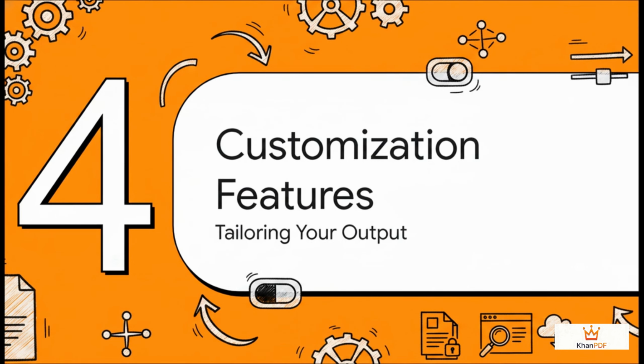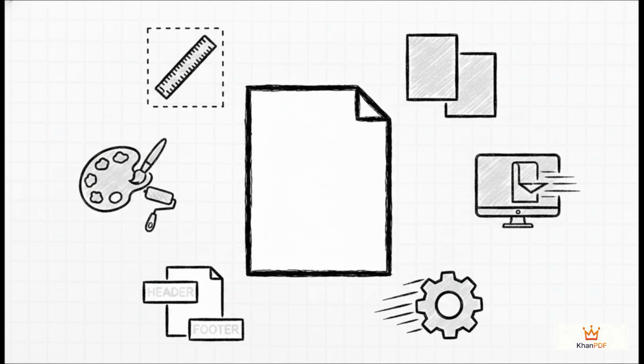All right, Section 4, Powerful Customization Features. This is all about tailoring your output to fit your exact professional needs. KhanPDF definitely doesn't limit you to some rigid, one-size-fits-all file. You have total control here. You get custom margins for compact or spacious layouts, and specific paper sizes like A4, letter, or legal if you're actually planning to print it out.